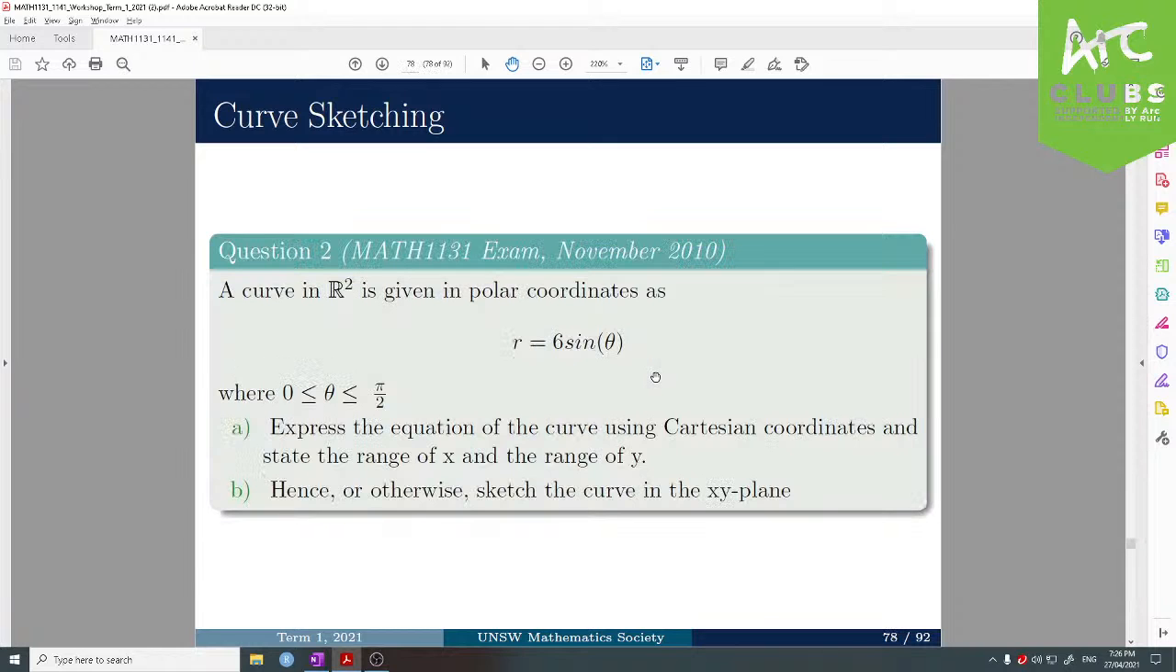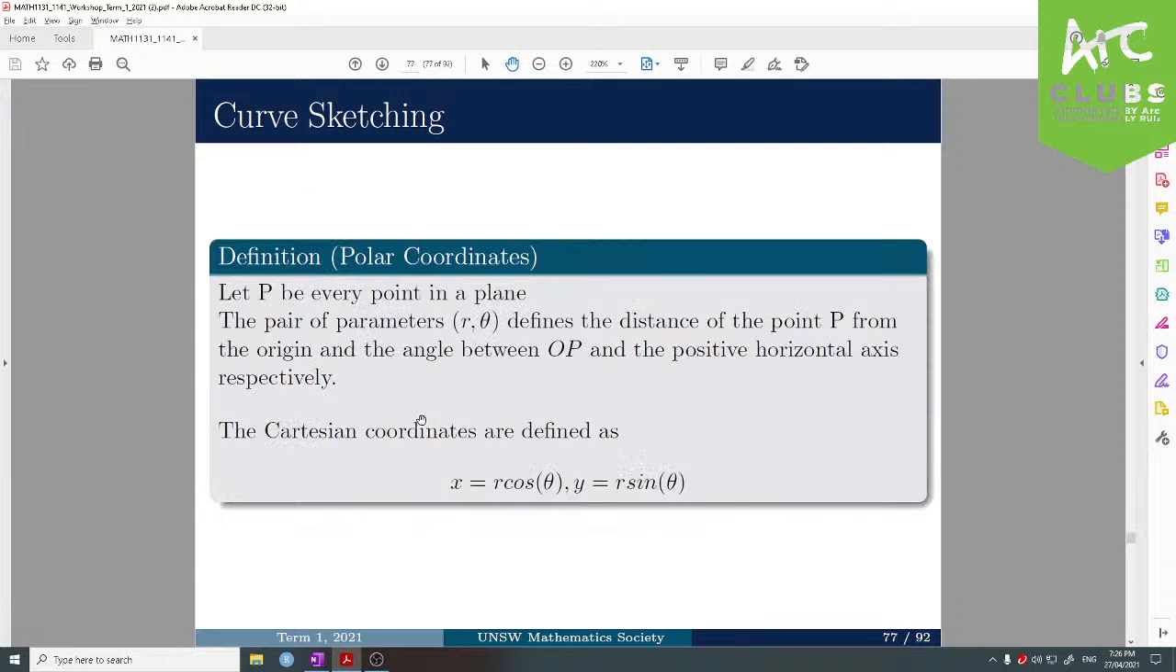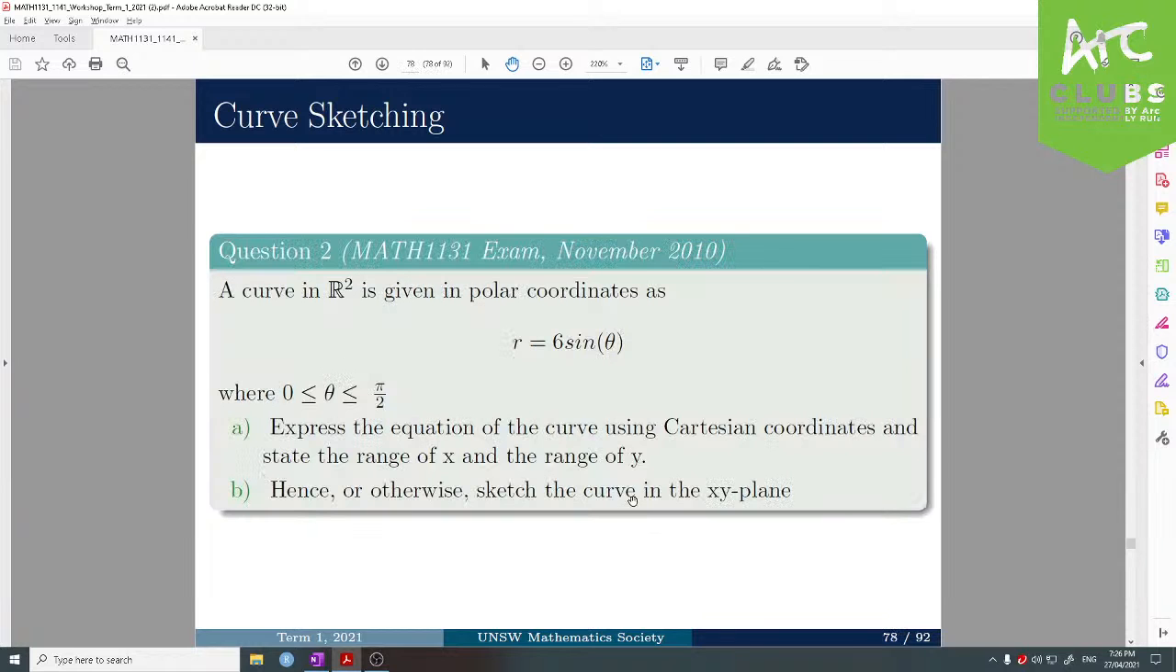Okay, so for polar coordinates, the main thing is you have to firstly convert it into Cartesian. So you have that the r value here equals 6 sine theta, and if you go back to this definition here, we have that the x coordinate equals r cos theta, and the y coordinate equals r sine theta, right? So when you go into part A, which asks you to convert it into Cartesian coordinates, you just want to plug it into that formula.